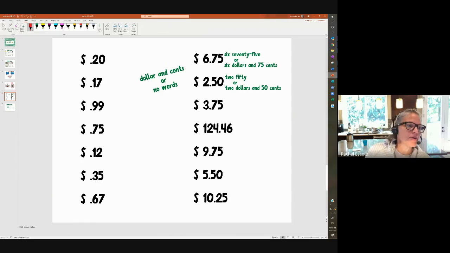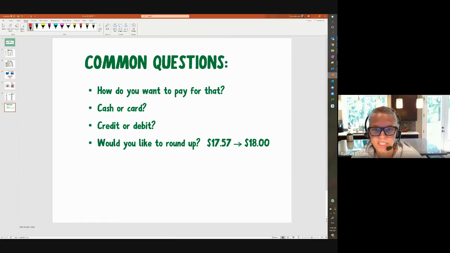Let me move here. Here are some common questions that people ask when you go to pay with money. If you are at the store, they might say, how do you want to pay for that? And it sounds like this. How do you want to pay for that? Right? They're saying how, cash, card, credit, check.